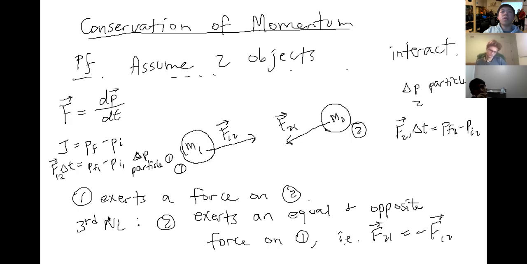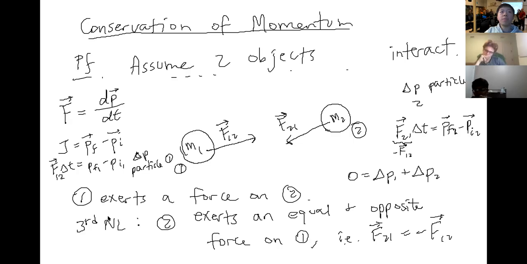Okay, so what is the relationship between F21 and F12 that can make everything cancel out and is pretty nice? One is the opposite of the other, right? So we can write this as the negative of F12. Let's write these all as vectors. So if we add the two expressions that we have here, we're going to get zero on the left-hand side, because negative F12 delta T and F12 delta T add out to zero. Then zero is equal to delta P of particle one plus delta P of particle two, right?